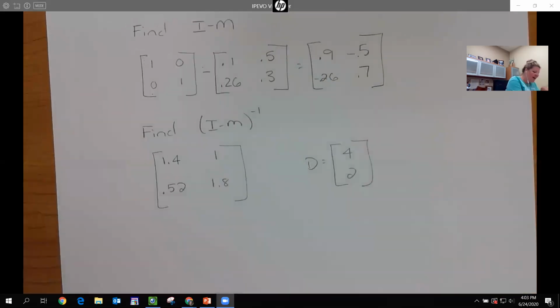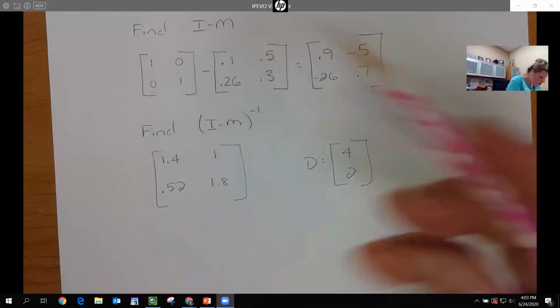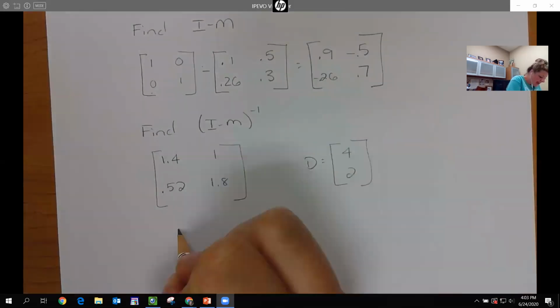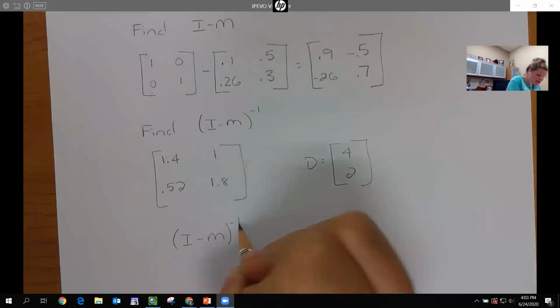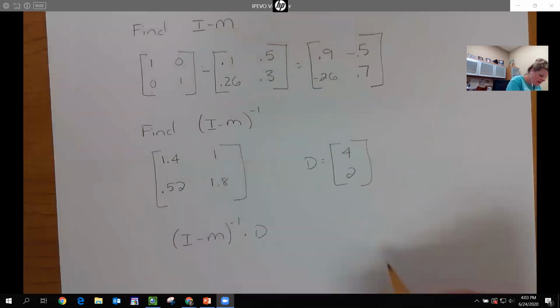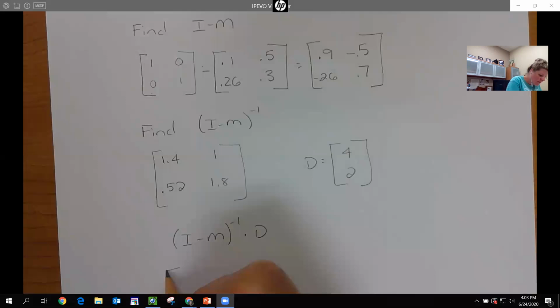So if I would have been given the demand from the beginning, we should now know that if we take the I minus the matrix, the inverse, and times it by demand. Demand is second. So I would go 1.4, 1.52, 1.8, and I want to times that by the 4, 2. Remember how we do this? This one's a 2 by 2. This one's a 2 by 1. So these match, so I can do it.